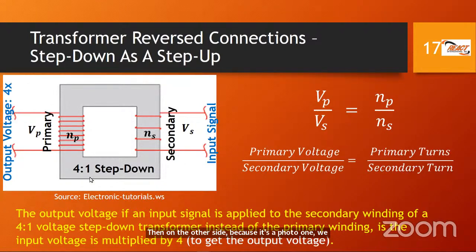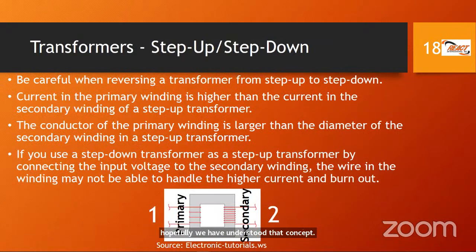So we just need to know this for the exam. If you put the input on the output, you'll have an output on the input of 4 times. And that's what this cryptic statement says here. So hopefully we have understood that concept. So let's do a couple more slides before the break.